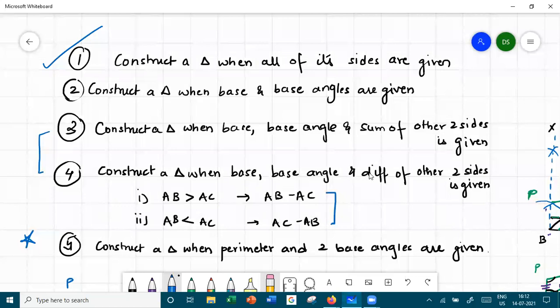Ma'am, the first one we did, do we have to submit that also on the WhatsApp group? No, no, no. That was just a basic one, right? I'm just taking you through all of these because if they ask you suddenly when all sides are given, you should not go blank that, oh, we never did it in class, how should we do it, hai na? So that was just a basic one. Okay, this one, where base and base angles are given, is also very basic, not usually asked.